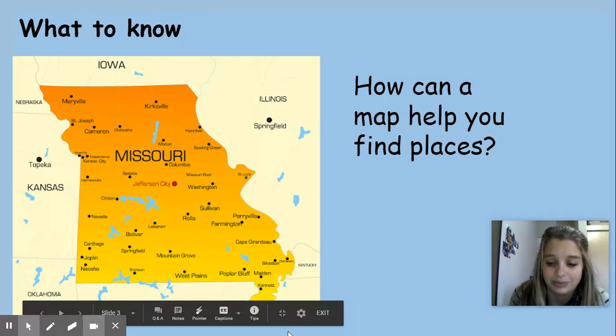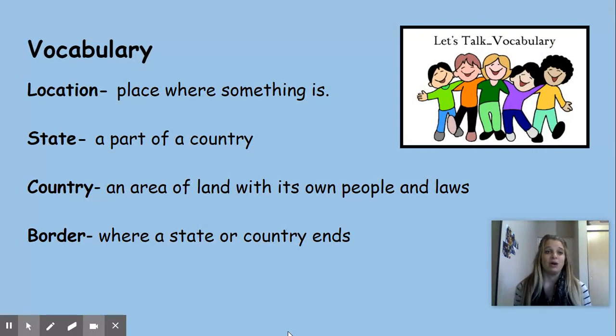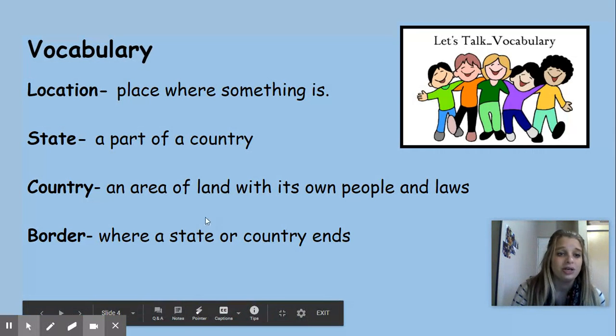So, vocabulary. Location is a place where something is. State is part of a country. A country is an area of land with its own people and laws. And a border is where a state or country ends.